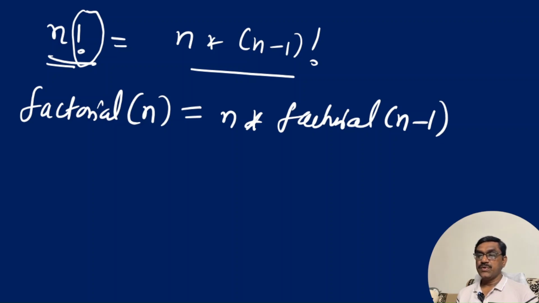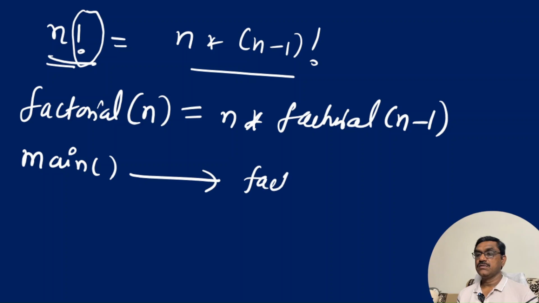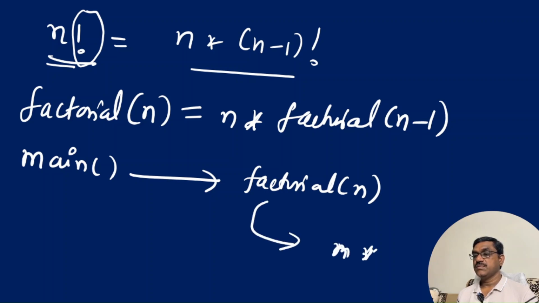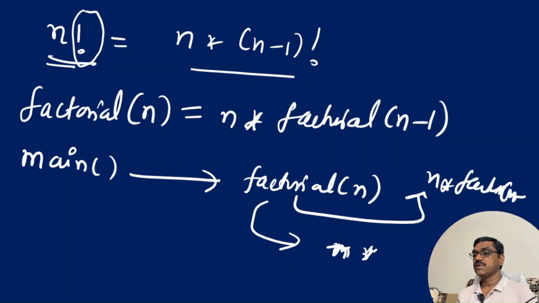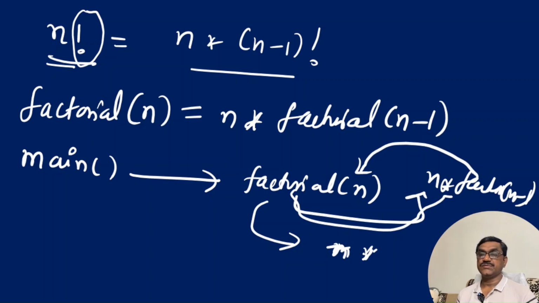Now, in the program execution, first the execution starts from the main. Now the main is going to call factorial, and this factorial is going to use the concept that n into factorial of n minus 1. See, the factorial is going to call the same function again. So this is the concept called recursion.